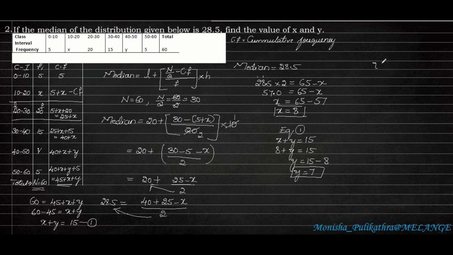Now we can verify it. So verification. We know that 45 plus x plus y is always equal to n, that is the total number, 60. So when we add this, we have to get this number. 45 plus x is 8 and y is 7. So 8 plus 7 is 15, and 45 plus 15 is 60, which is equal to 60. Okay, so verified. So the values of x and y are correct. I hope you understood this.